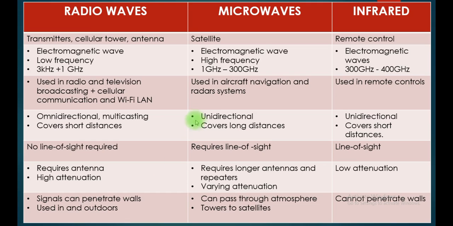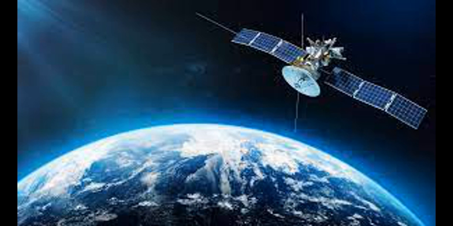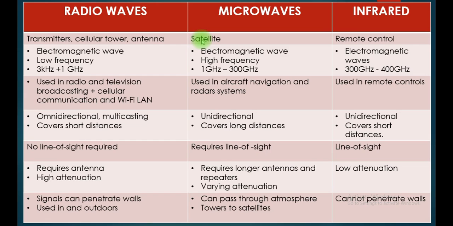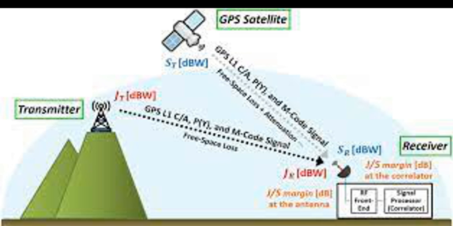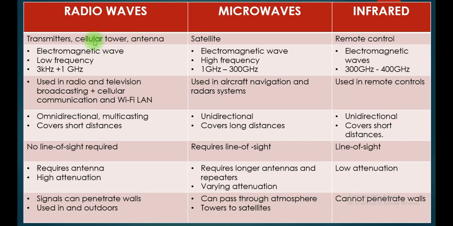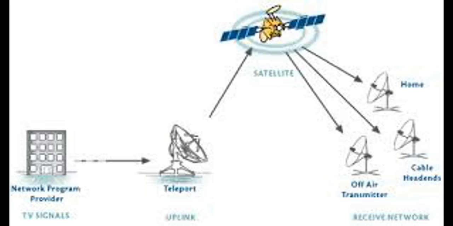Now, microwaves will be transmitted by satellites. These satellites will be in orbit, in outer space. You have microwaves being transmitted from the satellites to things like transmitters and cell towers, and then we pick up those signals from the cell towers or the satellite dishes with our respective devices. Microwaves are used in aircraft navigational systems and radar systems.